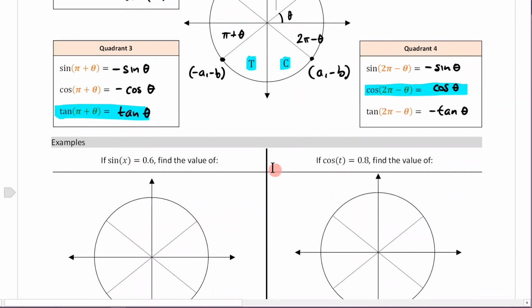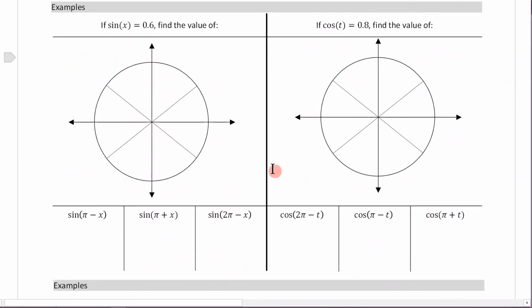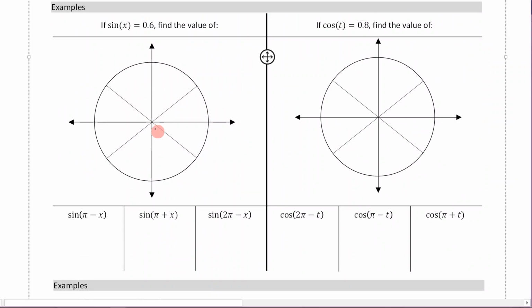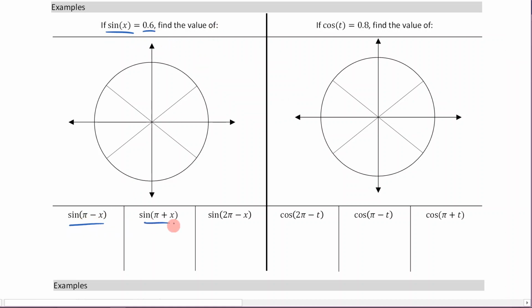All right, let's now come down here and let's do some examples. You're not actually going to draw out a unit circle every time you do examples, but I just thought it would be useful for the first time to do it. What we're told here is that if sine of x equals 0.6, find the value of this, this, and this. All right, so let's go through this.